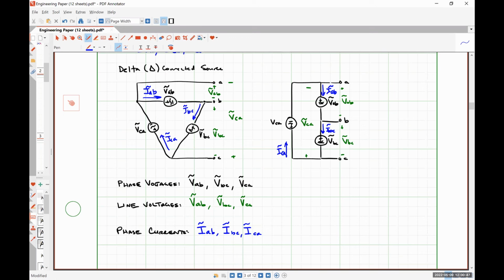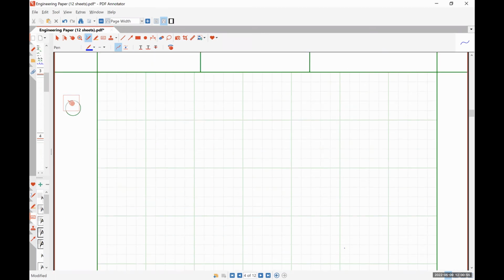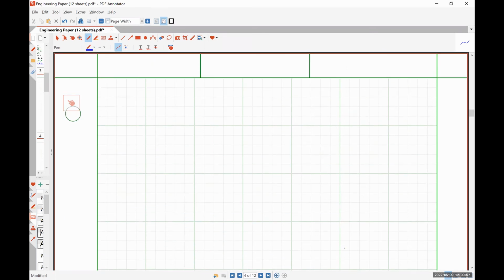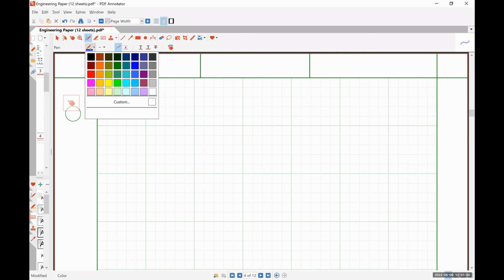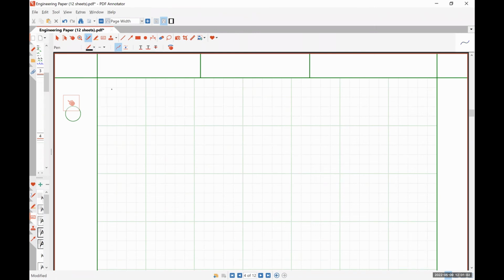All right, so we've talked about our two sources for three-phase systems. Now let's talk about our two options for connecting loads. They're the exact same two options. We can have a Y-connected load or a delta-connected load. So a Y load can look something like this.